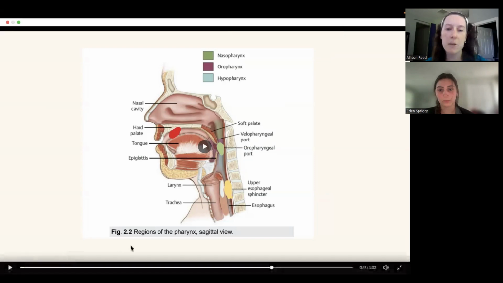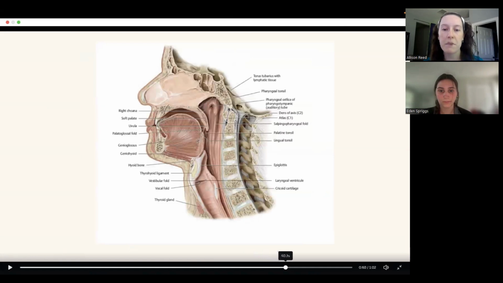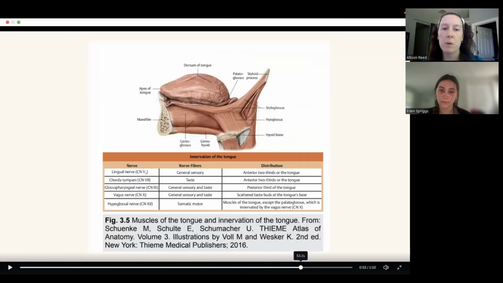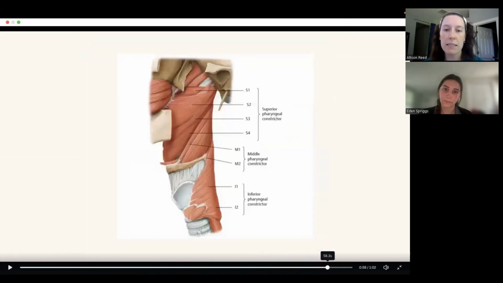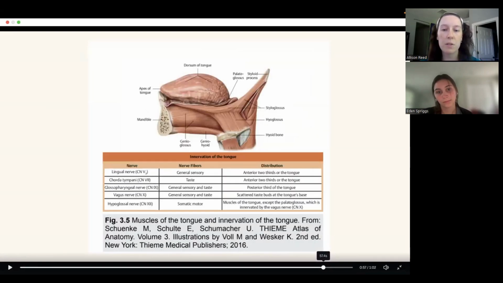Finally, there's a sequential contraction of the superior, middle, and inferior pharyngeal constrictors, which propels the bolus downward to the esophagus. Cranial nerves 9 and 10 are highly involved in helping the muscles elevate the pharynx and the larynx, which would include the suprahyoid muscles, the mylohyoid, geniohyoid, stylohyoid, and digastric muscles, which all elevate the hyoid bone and the larynx during this stage of swallowing.